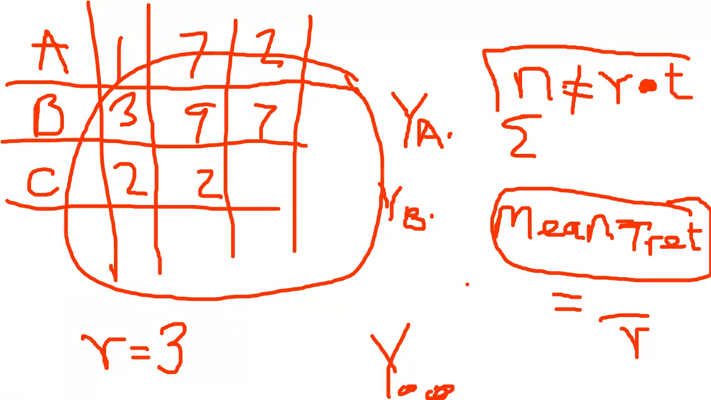I just wanted to ask if the treatments were also 3. The number of treatments? Yes, we have 3. We have A, B, C. It means we have 3 treatments. But it's not always the case that the number of treatments should be equal to the number of replications. No. You can have 5 treatments, and from each and every treatment you find that you have 10 replications.